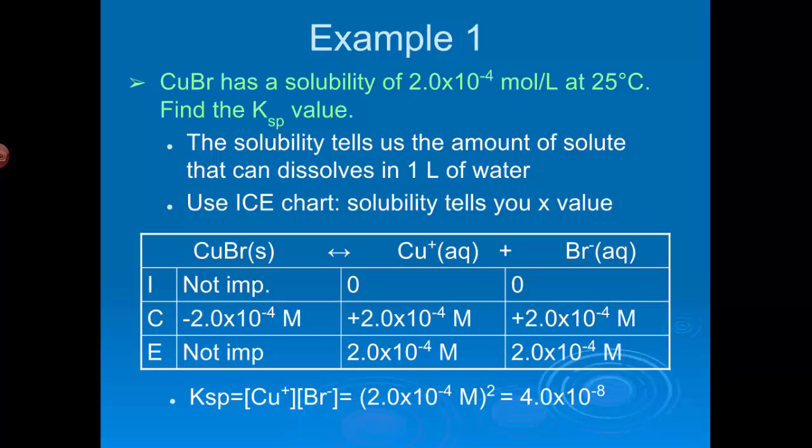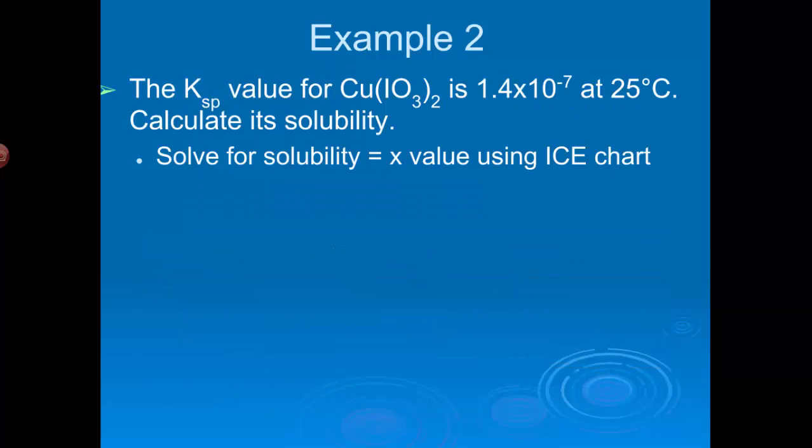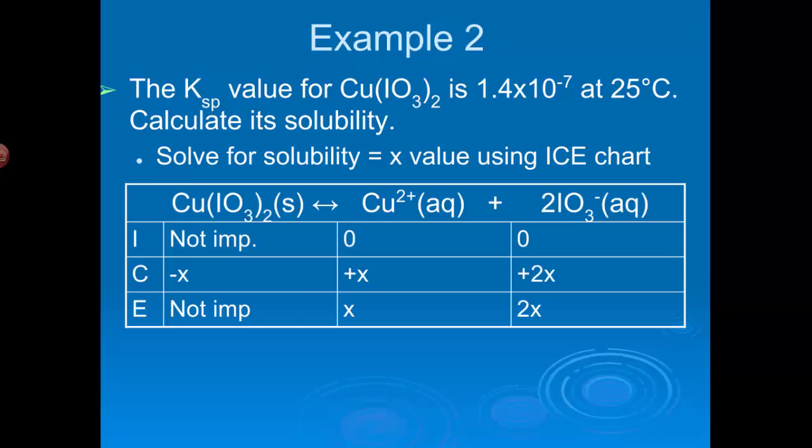So for copper iodate, we have a KSP value, 1.4 times 10 to the minus 7th, and we want to know its solubility. In other words, what's the maximum amount, moles per liter, of copper iodate that will dissolve. The solubility is going to be X in your ice chart. So you set up your ice chart, okay? Copper iodate dissolves into copper plus 2 and 2 iodate ions, 2 moles of iodate, okay?